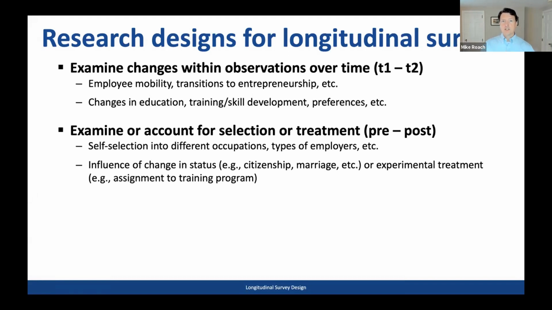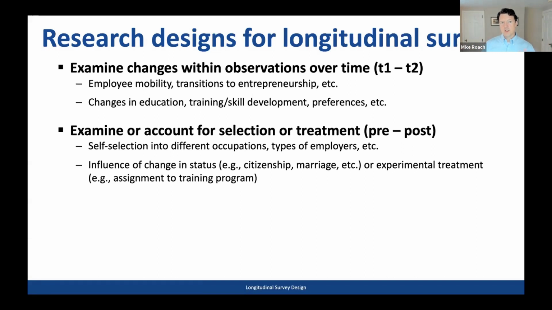You can also think about doing experiments. So Karen mentioned doing some experiments within the survey. But you can also think about how to do these surveys when there's a broader experiment. So you want to get some baseline survey of individuals before they move into some kind of treatment condition, and then look at how they change over time after that.